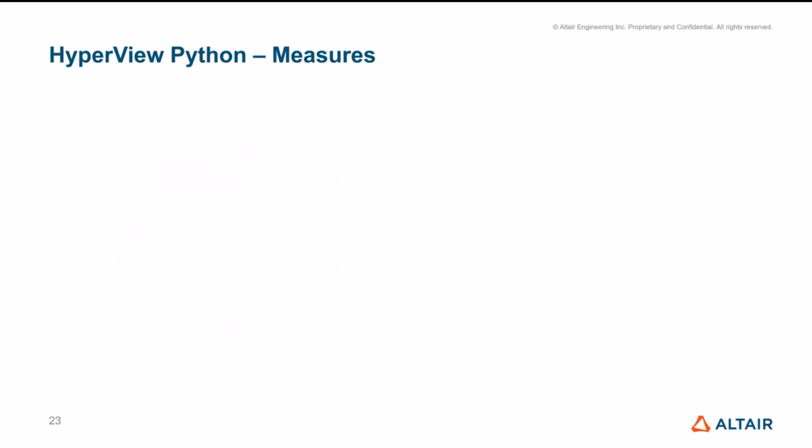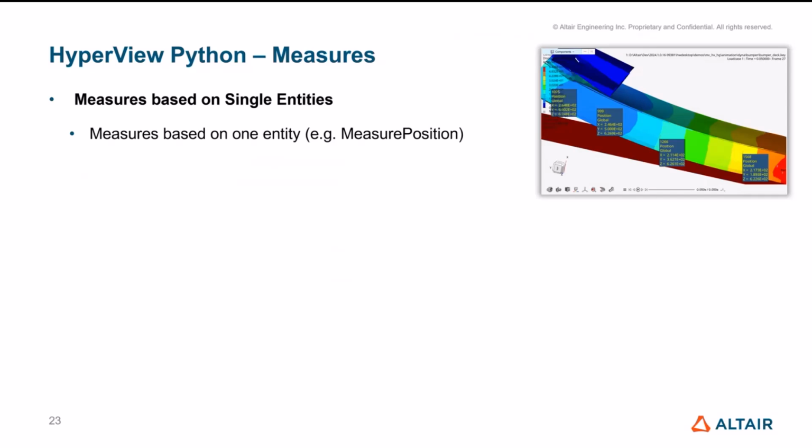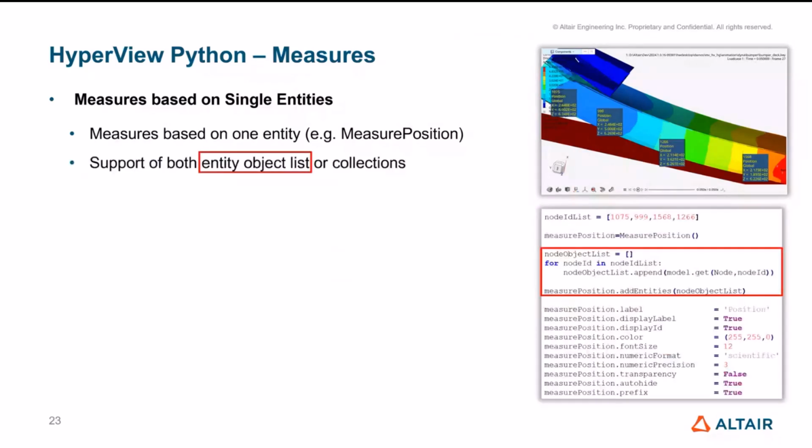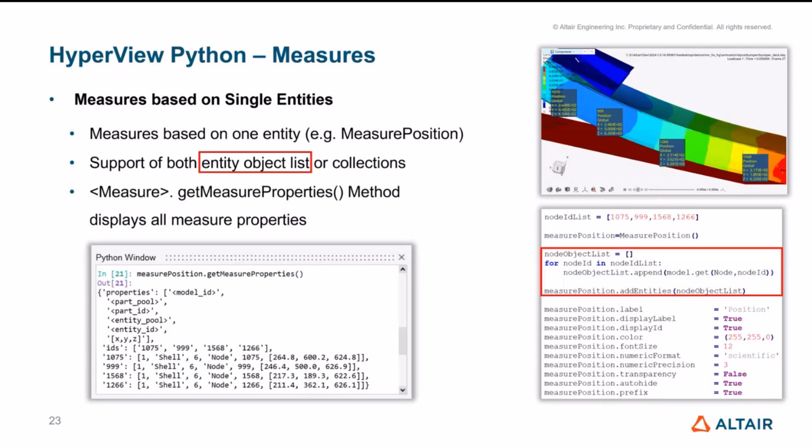Let's start with measures based on single entities, with the example of measure position. We support here both an object list or a collection. So you can provide here, when you say add entities, a collection with nodes, or I can provide a node list. The node list ensures that the measures inside the measure group are sorted. If you provide a collection, it will be a sorted dictionary.